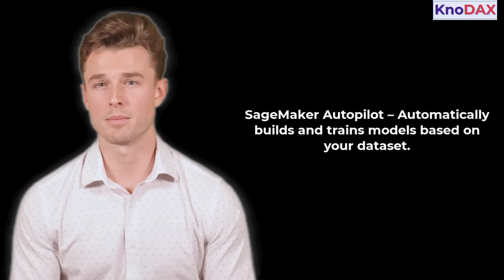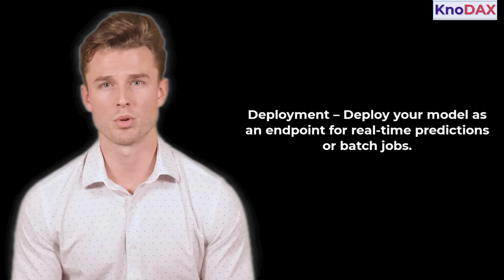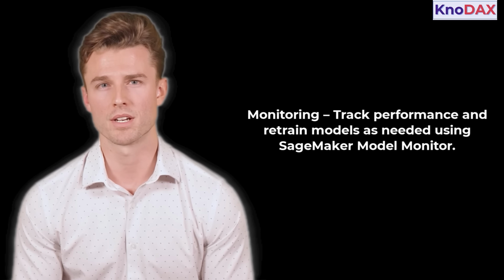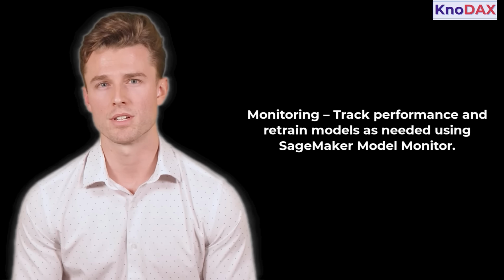How does SageMaker work? Here's how it typically flows. Data prep, you import and clean your data using Data Wrangler or directly from Amazon S3. Model building, use SageMaker Studio or Canvas to build and experiment with models. Training, run training jobs on managed infrastructure with the option to tune hyperparameters. Deployment, deploy your model as an endpoint for real-time predictions or batch jobs. Monitoring, track performance and retrain models as needed using SageMaker Model Monitor.